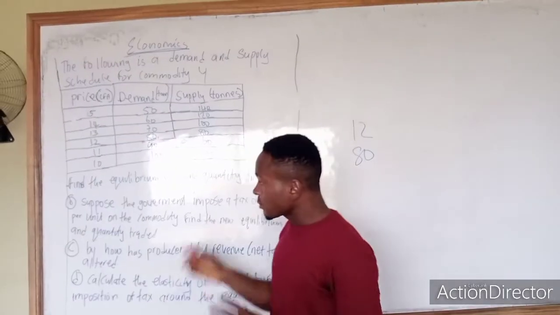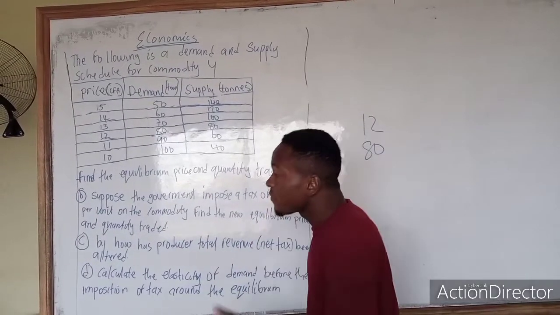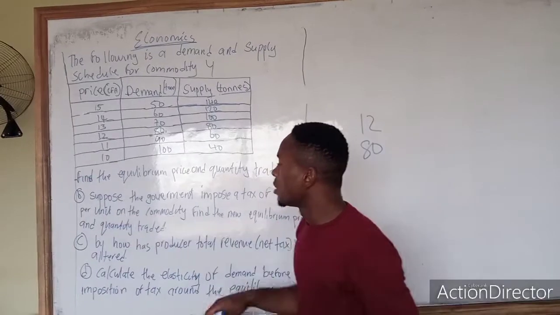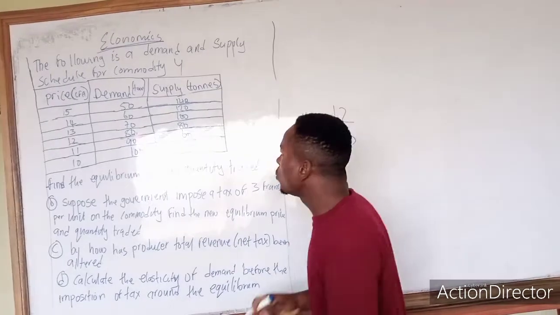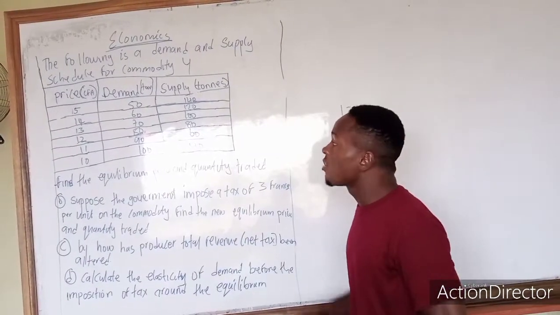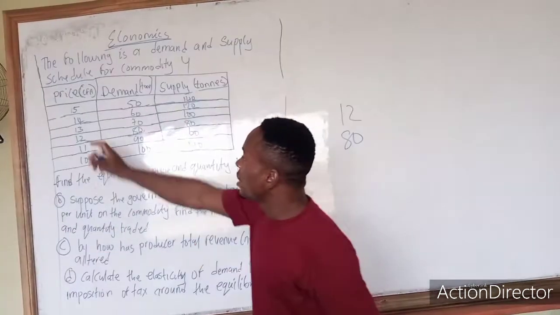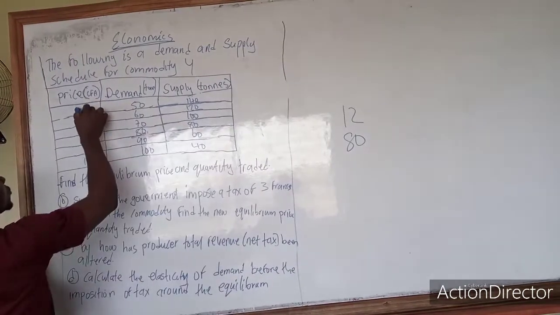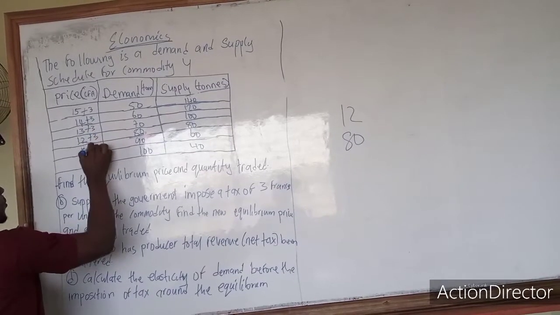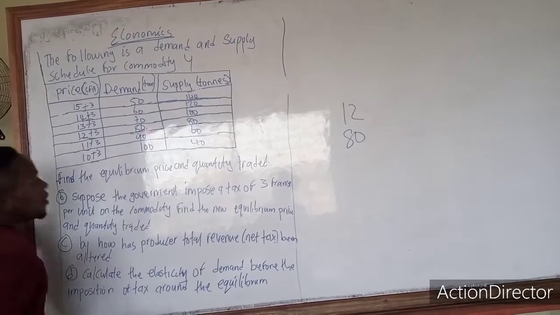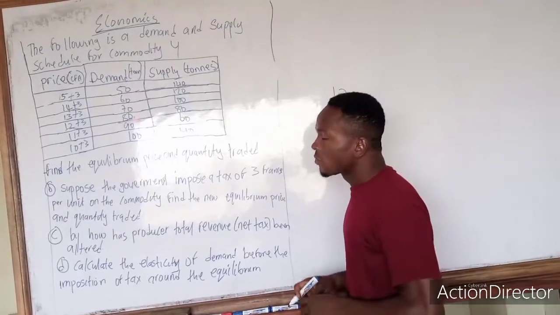Now, in the second part, it was asked, suppose the government of Cameroon imposed a tax of 3 francs per unit on the commodity. Find the new equilibrium price and quantity. Now, looking at the new equilibrium, the government has imposed a tax. That means it has added to the prices of all these goods. Now, we have added 3. So here we are going to have plus 3, plus 3, plus 3, plus 3, plus 3. Now, how can we get the new equilibrium price and quantity?